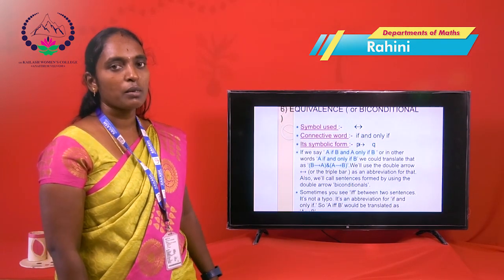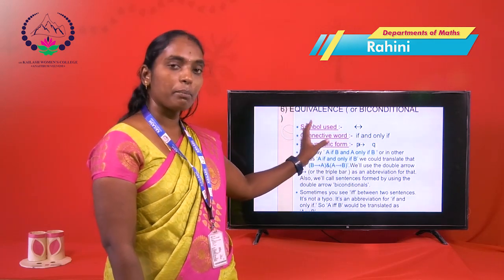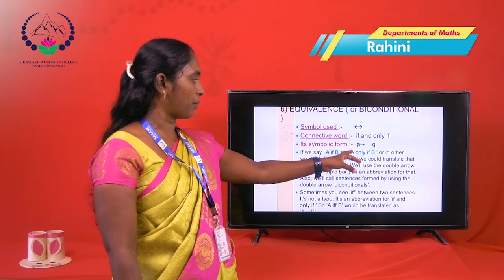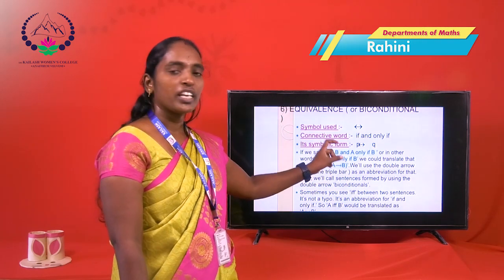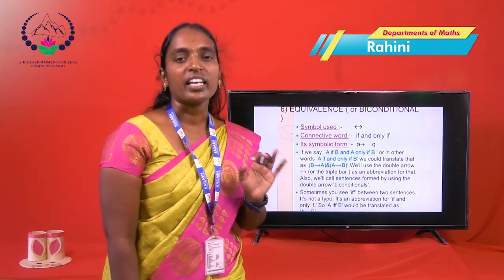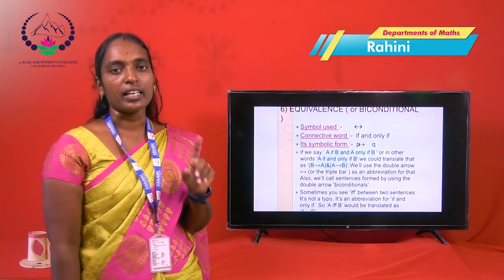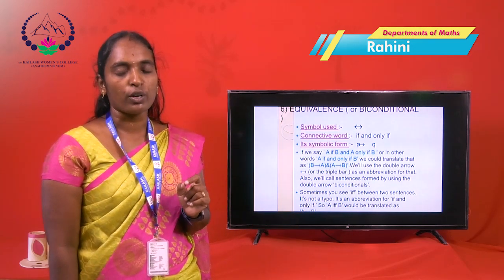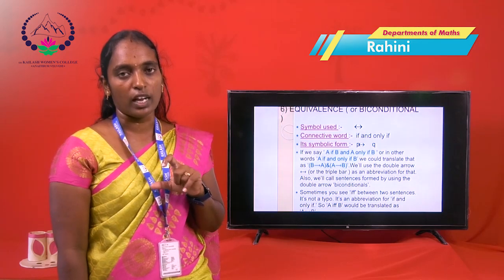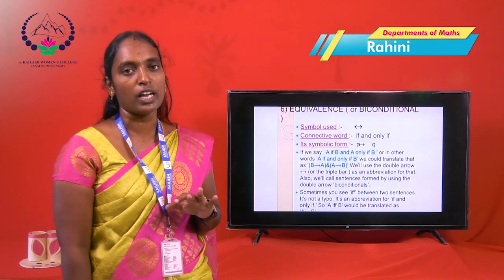Next, the last connective is the biconditional. This symbol means if and only if. The connective word is also if and only if. Its symbolic form is P if and only if Q. If we say A if B and A only if B, in either case we use A if and only if B. It can be translated as B implies A and A implies B. This is the biconditional statement. In this statement, A and B have identical values. That is, if A has the truth value T and B has the truth value T, then A if and only if B has the truth value T. Similarly, if A has the truth value false and B has the truth value false, these are also identical truth values, and then A if and only if B has the truth value T.